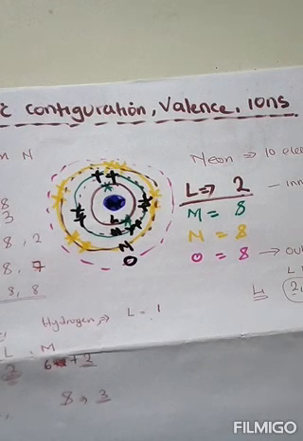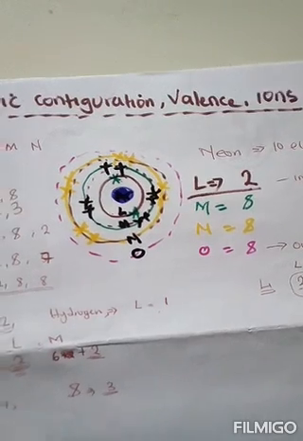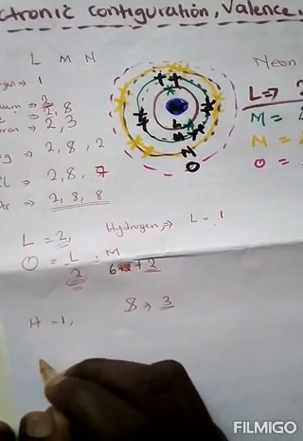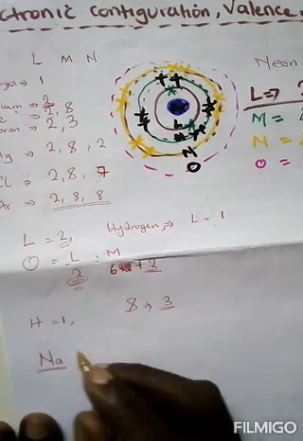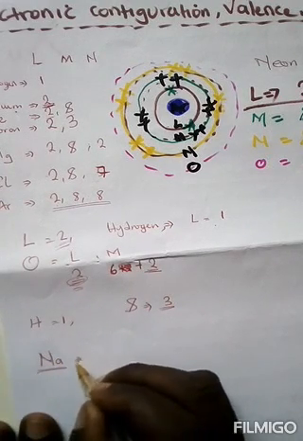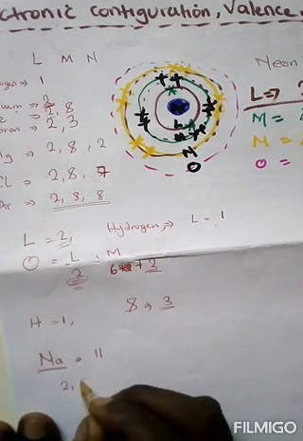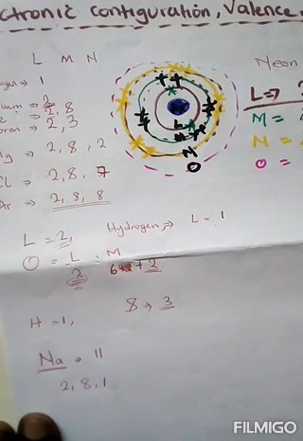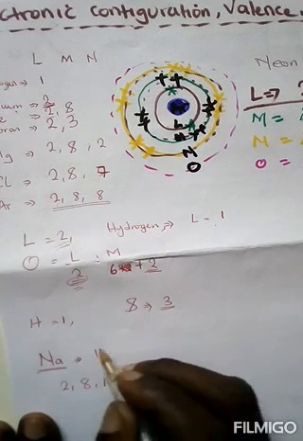But how many you are losing or gaining is simply what we call a valence. So let's say, for instance, we get sodium. Sodium is number 11. The symbol for sodium is this. We'll learn about these symbols later. So sodium is number 11, and its electronic configuration is 2, 8, 1.